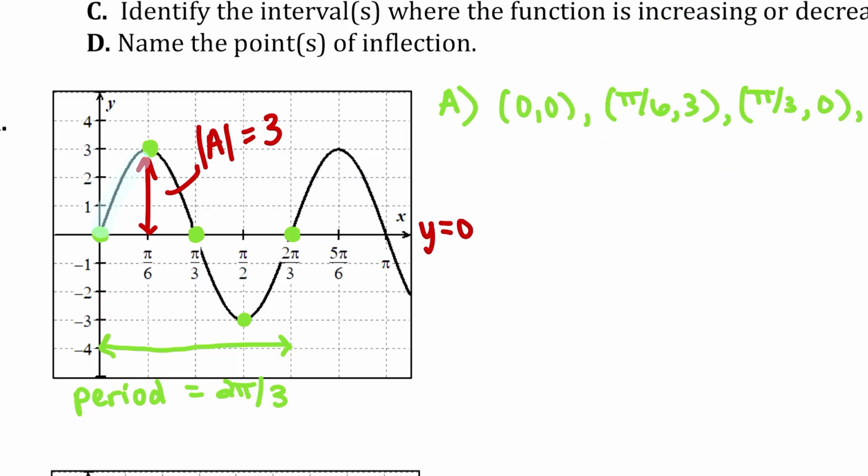This interval here is concave down, right? Because it's a frown. And then the interval afterwards is concave up.